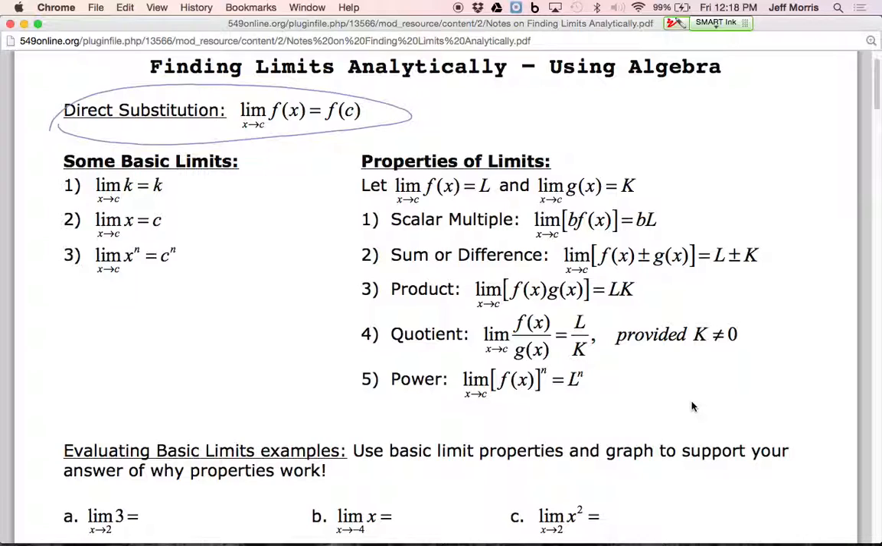It's awesome, and it really comes down to these 3 basic limits. So I want to illustrate these. So let's look at these, each one, and you might want to draw something with each one. Let's look at the first basic limit. The limit as x approaches a constant.